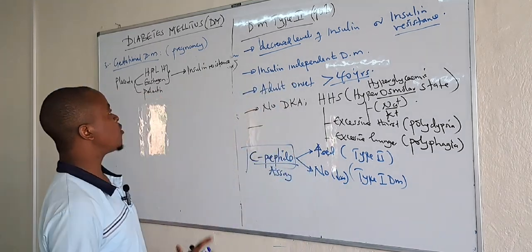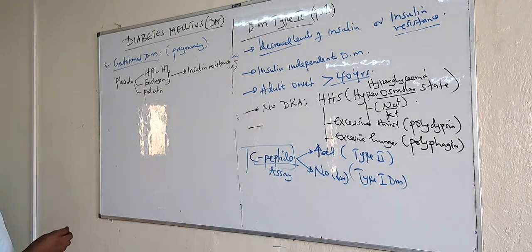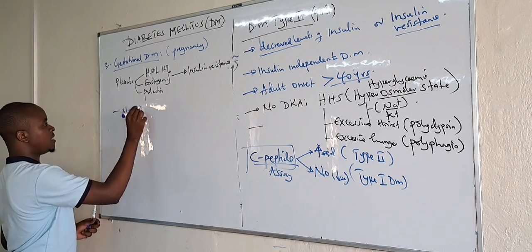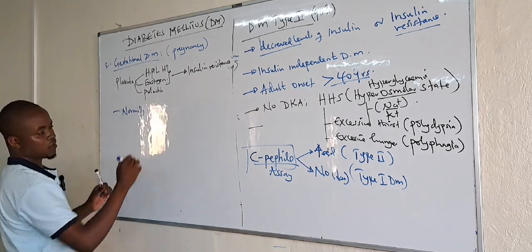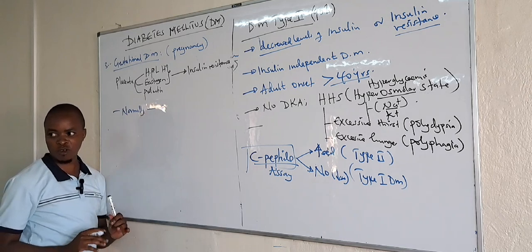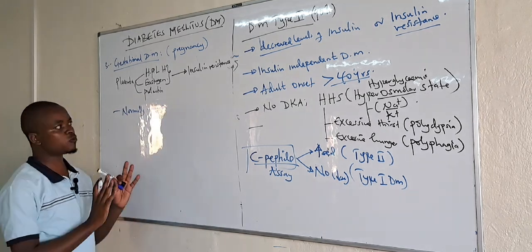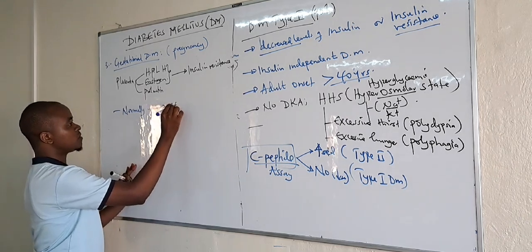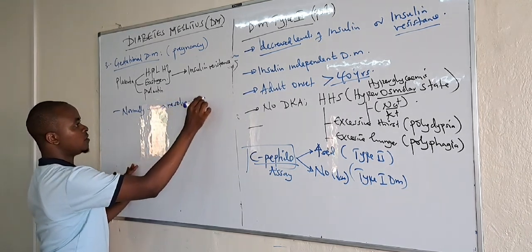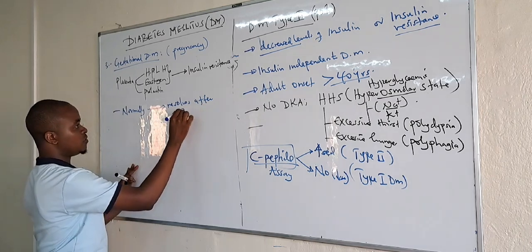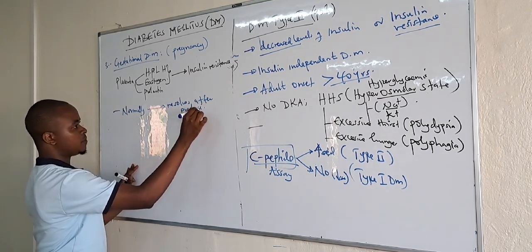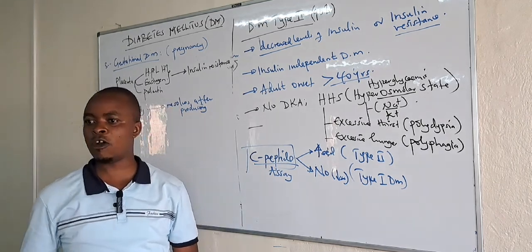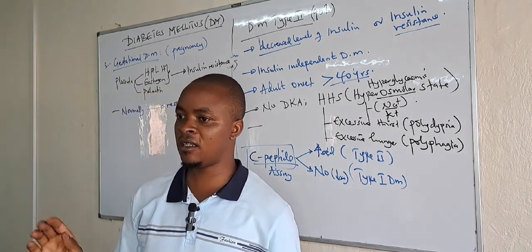But the good news is that this type of diabetes normally clears after the pregnancy. When you deliver, it disappears. So normally it resolves after delivery or after term. When you deliver, the glucose levels go back to normal because the hormones which were causing it to be high have gone away.